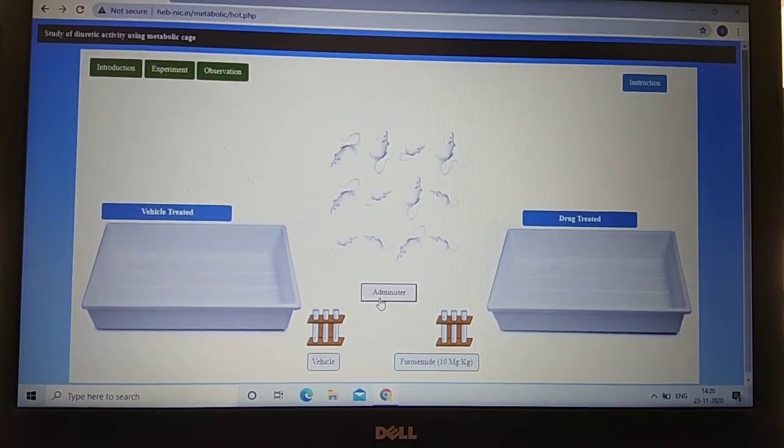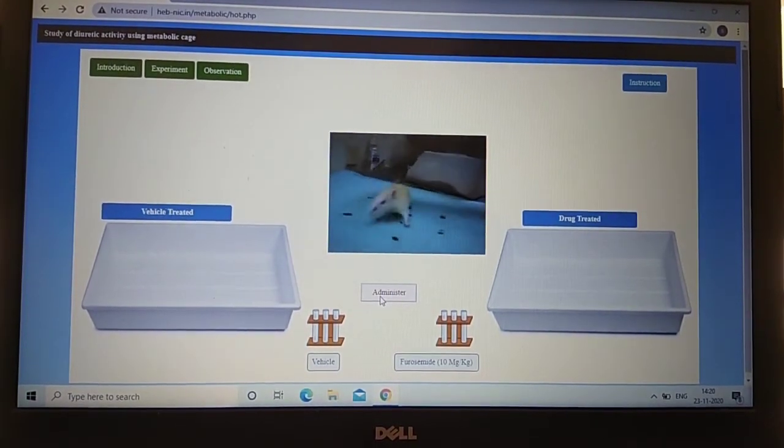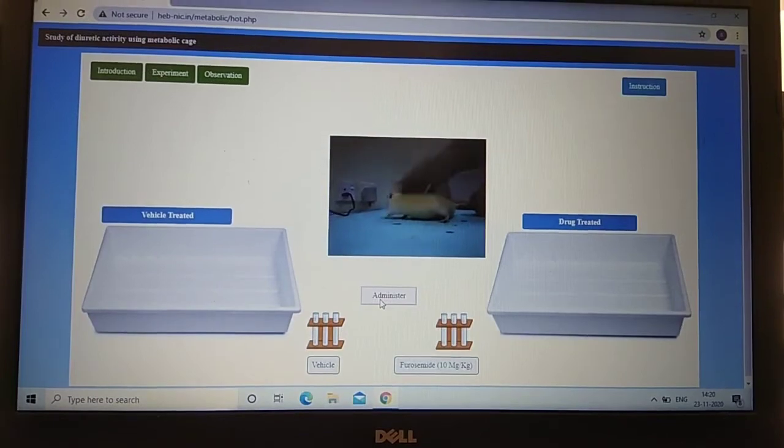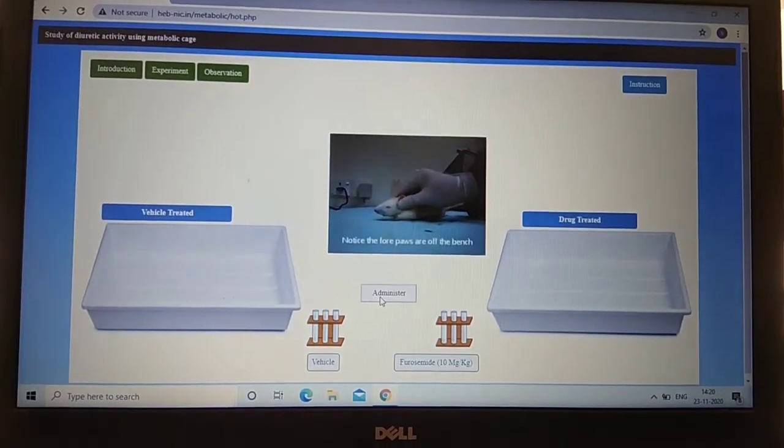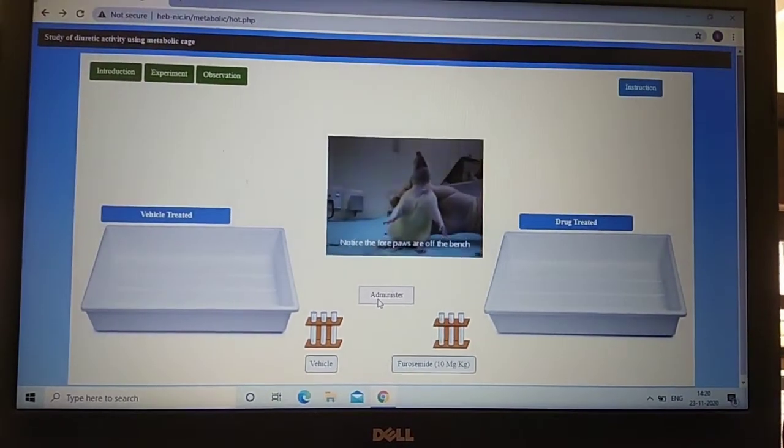As you can see, we are administering the drug to those particular animals. As you can see, the drug is being given by oral route.